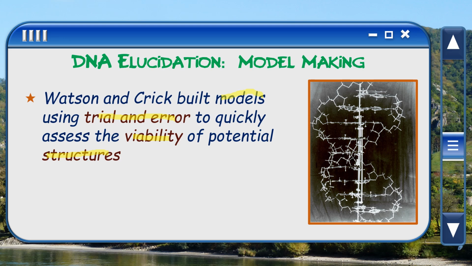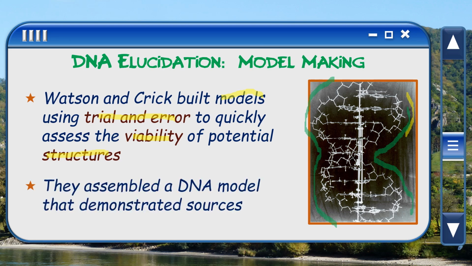Here they were trying to work on how the model should look. They made it a helix. The helix was proposed by a certain scientist. They were pairing up the bases. Pairing of the bases was also proposed by another scientist. So they ended up using the scientists' ideas. They assembled the DNA model that demonstrated sources.